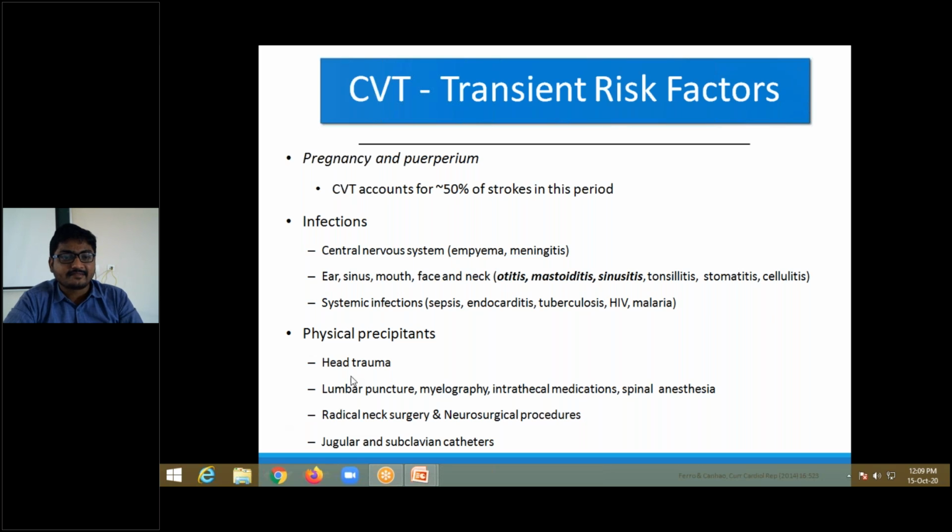Physical precipitants: head trauma may precipitate any hemorrhagic stroke, which you most commonly know, but head trauma may also precipitate CVT. Lumbar puncture, myelography, intrathecal medications, spinal anesthesia, radical neck surgery and neurosurgical procedures, jugular and subclavian catheters may also predispose to CVT. Otitis, mastoiditis and sinusitis are not that common, but remember they may cause CVT.